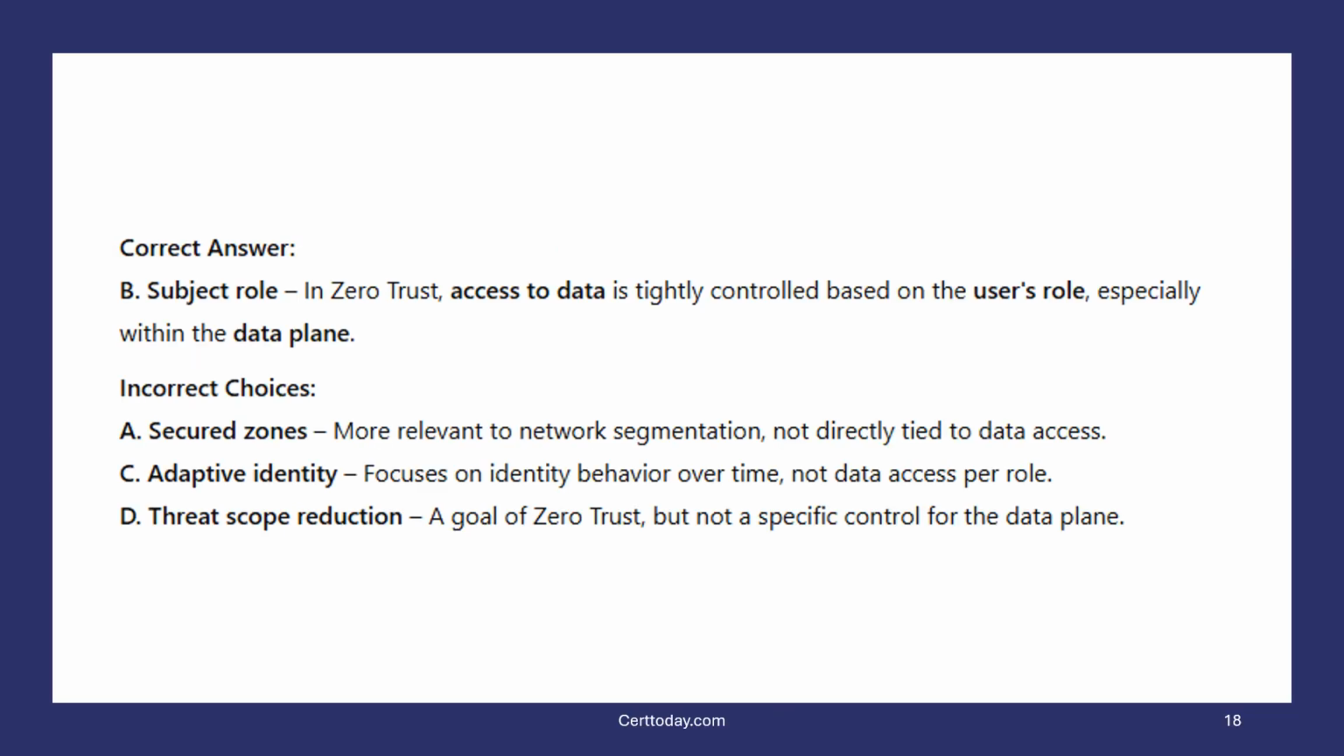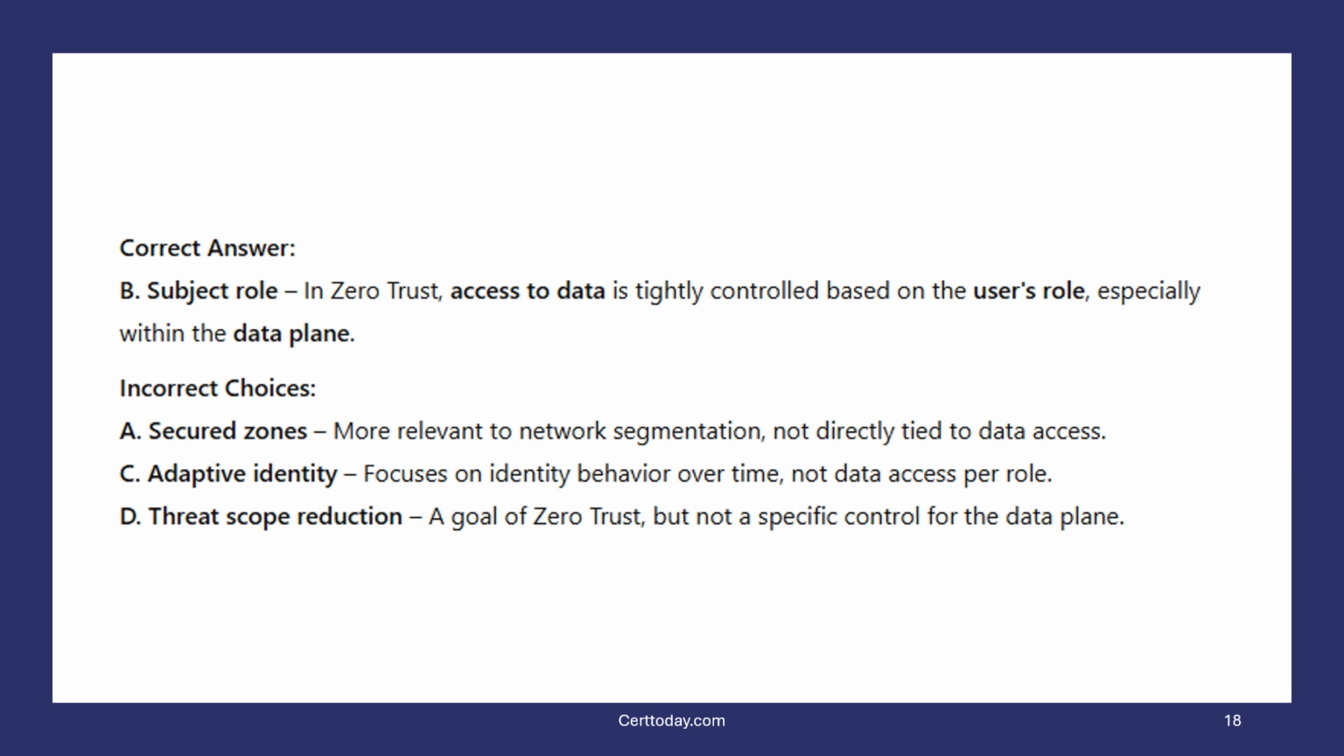The correct answer here is B, subject role. In zero trust, access to data is tightly controlled based on the user's role, specifically within the data plane. And this is why one of the principles of zero trust is least privilege, where you basically give users and applications and any identity just the roles necessary to do their functions.